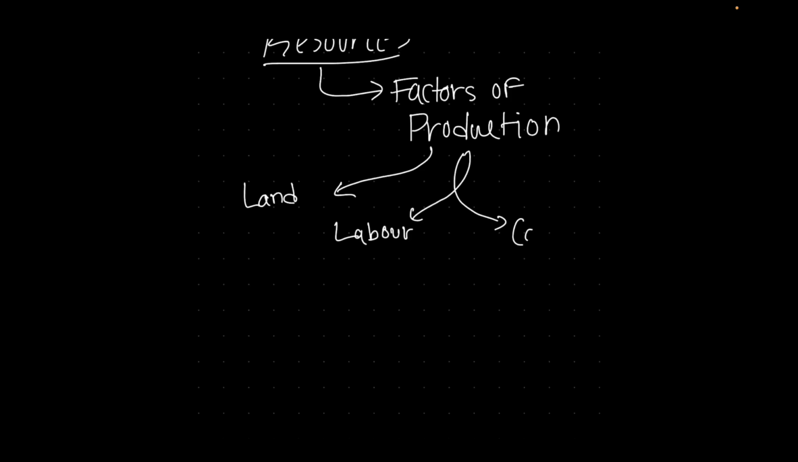Then we have capital, which is human-made resources that take part in production, such as machinery and all that. And then lastly, we have something called enterprise. Now this refers to entrepreneurs and the owners of businesses.